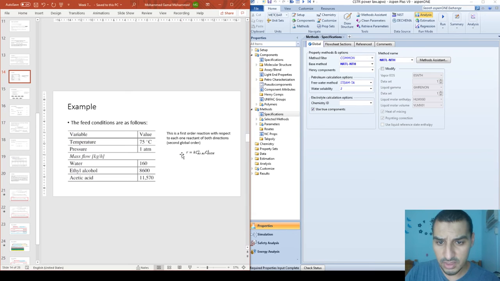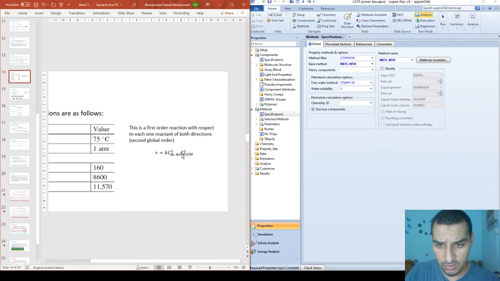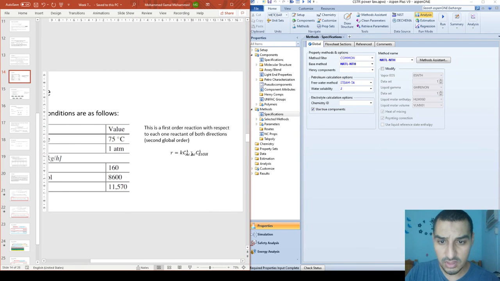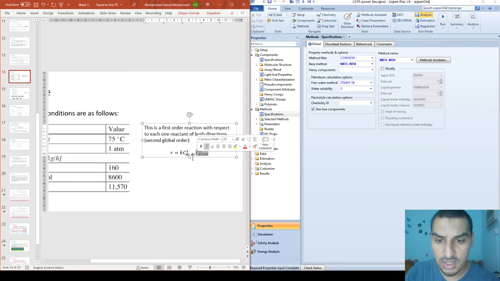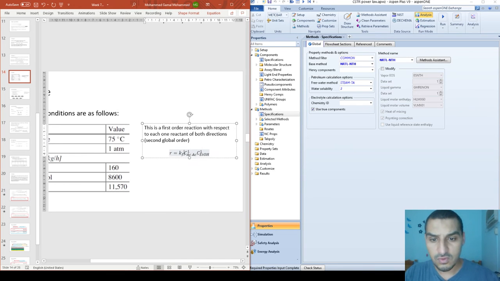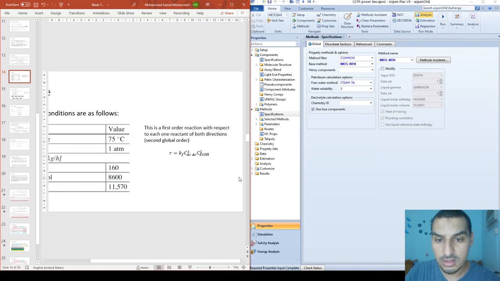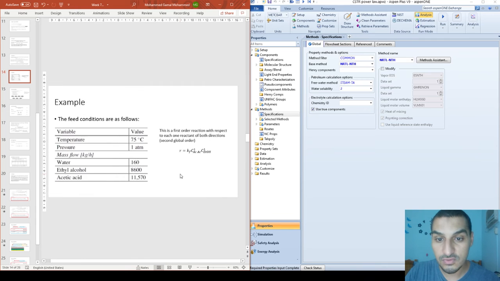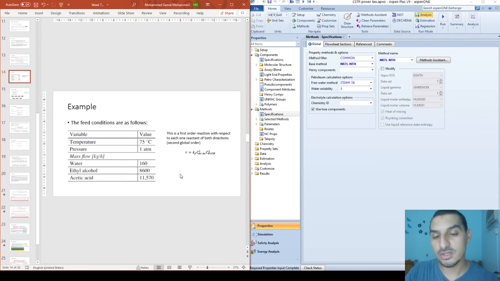Just one point here, mentioning that it's first order with respect to each one of the reactants in both directions. So it's going to be like this. This is for the forward direction. There is one for the backward direction that I didn't mention here, but this is how it's going to look. It's K forward, C acetic acid power 1, and C ethanol power 1. This is power 1 for each one of them, so it's first order with respect to each one of the reactants. This is what it means.